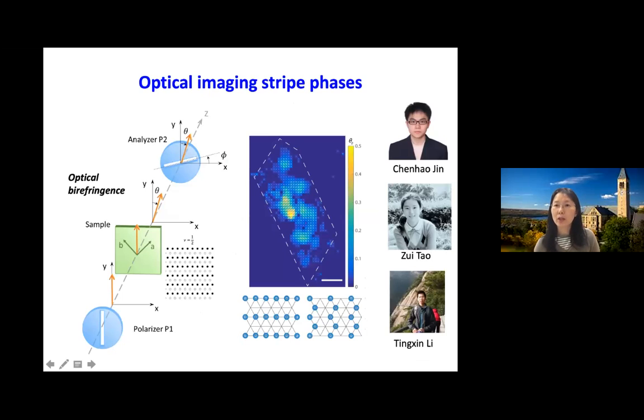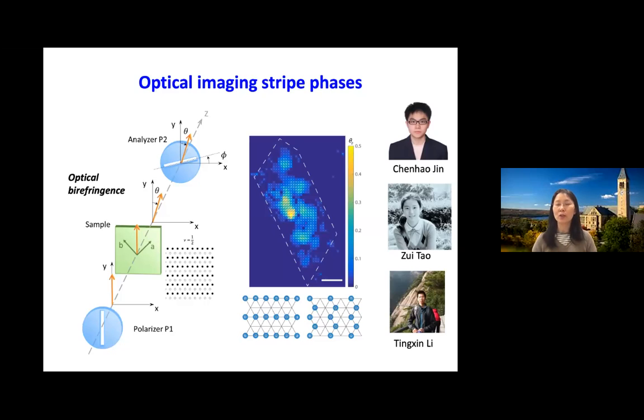This is the work of Kavli Institute postdoc Chen Haojing, graduate student Zui Tao, and postdoc Ting Xin. When the system breaks rotation symmetry, it just looks like a birefringent material in optics.